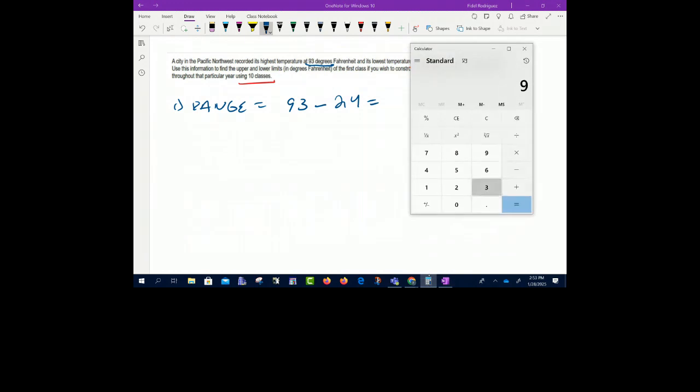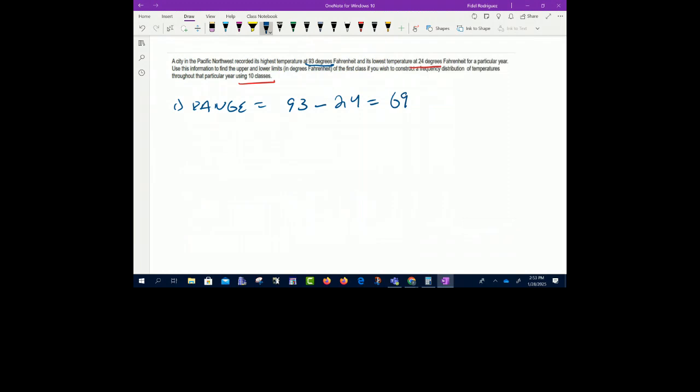Okay, so y'all, if we're going to find the lower limits and upper limits for the first class, the first thing we need to do is find the range. The range is going to be the biggest number minus the smallest number. So we're going to take 93 minus 24. That's going to give us 69. Number two, we're going to find the number of classes. Now, they told us that there was going to be 10 classes, right?